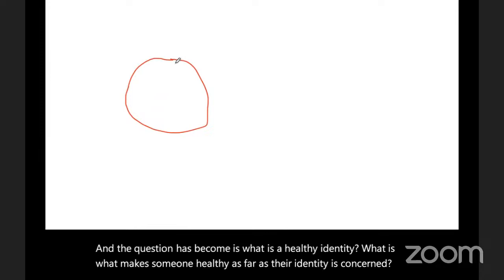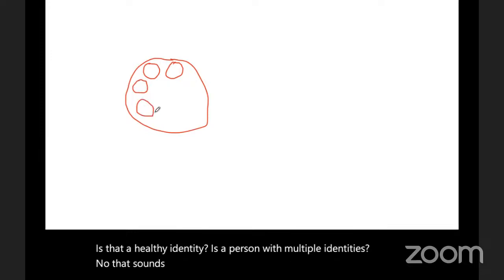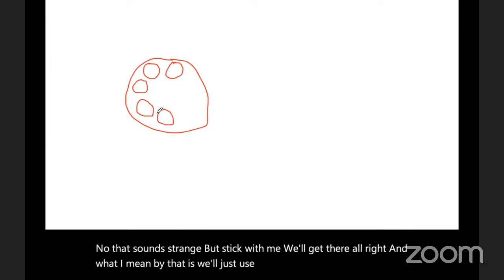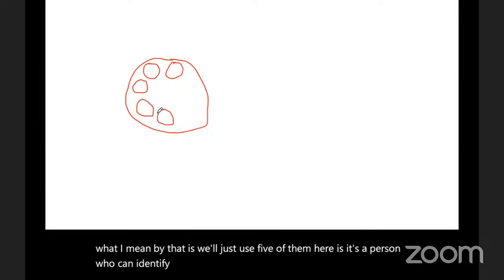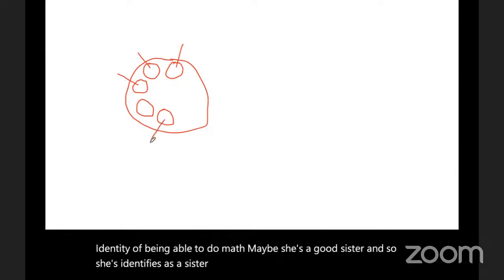What we have learned, and I know this sounds kind of strange, is that a healthy identity is a person with multiple identities. I know that sounds strange, but stick with me. We'll get there. All right. What I mean by that, and we'll just use five of them here, is a person who can identify with all aspects of their life. So let's say this individual is good at soccer, so she identifies as a soccer player or an athlete. Maybe she's good at math, so she identifies with math and that math identity of being able to do math. Maybe she's a good sister, and so she identifies as a sister. Maybe she identifies as a girlfriend.